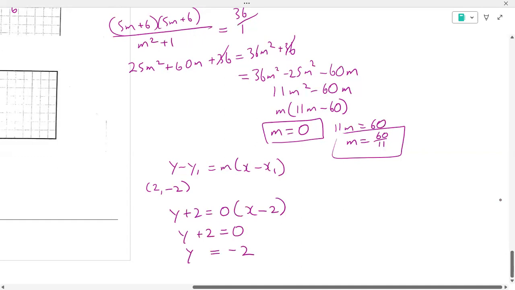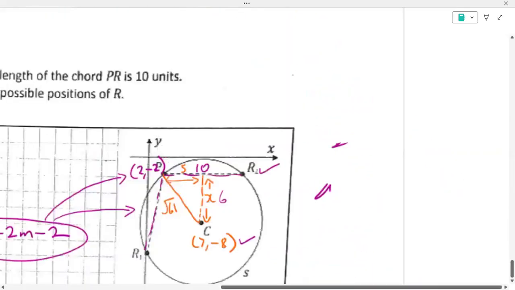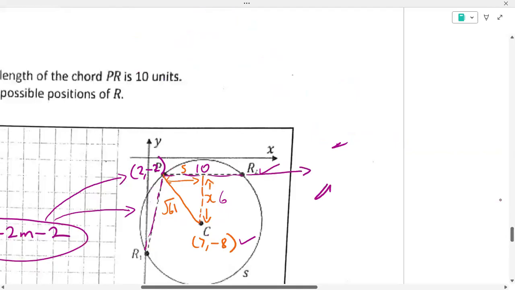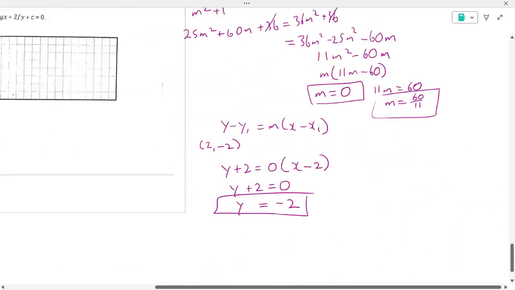Now, we could have guessed that from the diagram, actually, because if you think about it, it's horizontal. So look at it. If it's 2, minus 2, then it's pretty obvious that that has to be y equals minus 2. So we could have actually known that immediately. So even if you got stuck in the test, you could have done that.